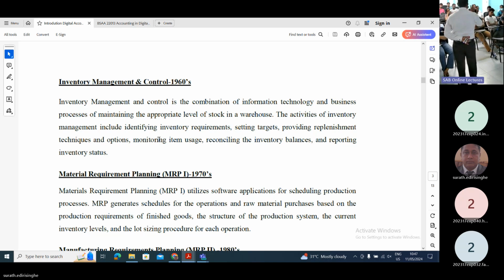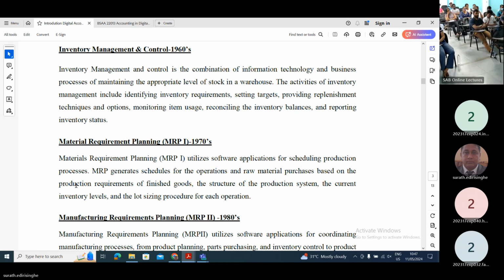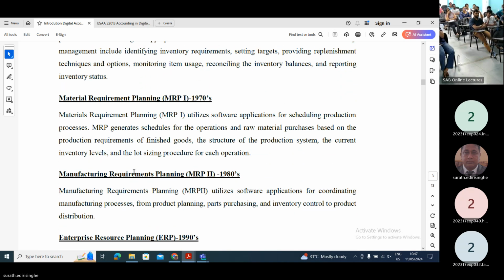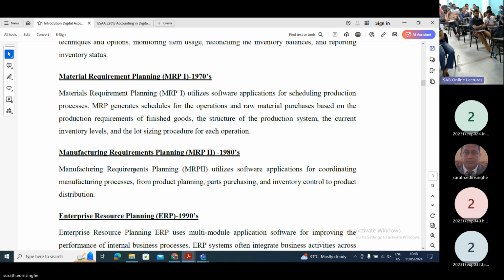Very simple. This was the starting point. Then after a few years, in the 1960-70 period, the same software was further developed into MRP1, Material Requirement Planning. Read the Material Requirement Planning. The MRP1 is also a software application.